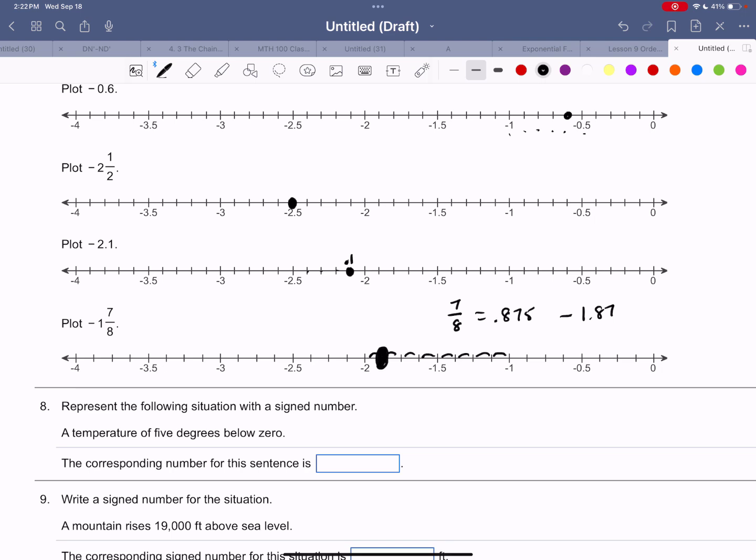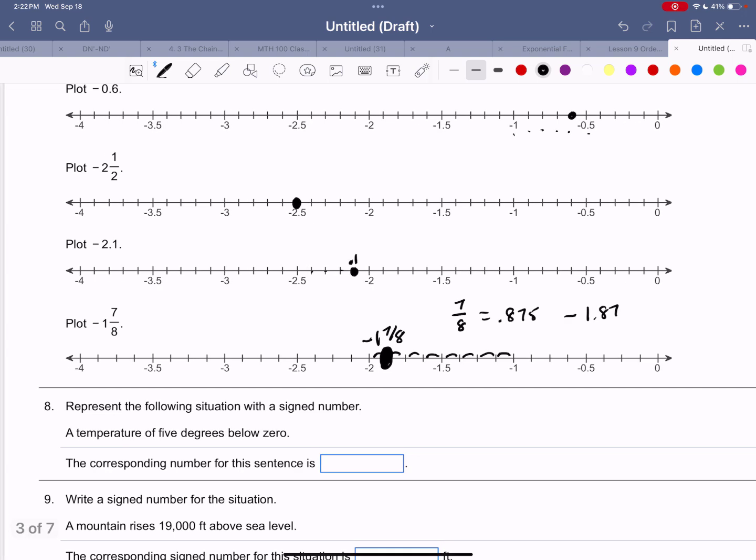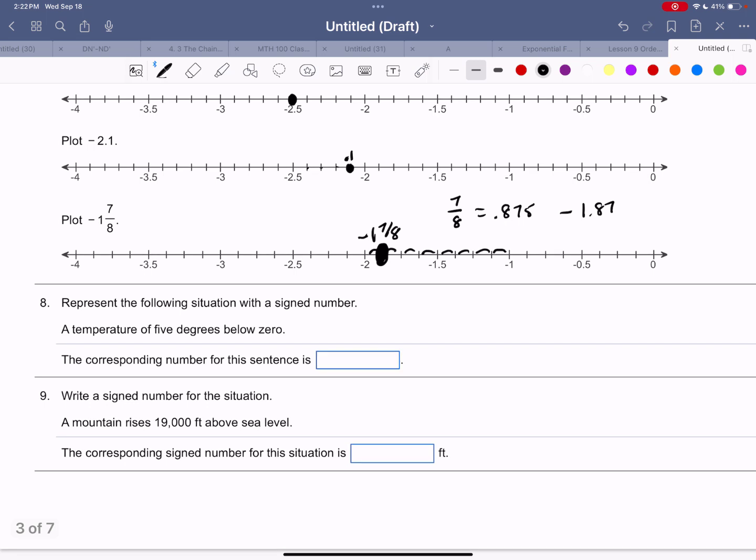So there's your negative 1 and 7/8. Okay, represent with a signed number 5 degrees below 0. So think about a vertical number line like this: this is 0, and you're at 5 degrees below, so minus 5 degrees. A mountain rises 19,000 feet above sea level.